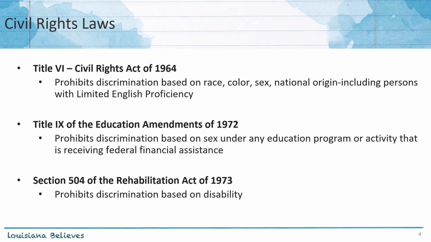Civil rights laws. Title VI of the Civil Rights Act of 1964 prohibits discrimination based on race, color, sex, and national origin, including persons with limited English proficiency. Title IX of the Education Amendments of 1972 prohibits discrimination based on sex under any education program or activity that is receiving federal financial assistance. Section 504 of the Rehabilitation Act of 1973 prohibits discrimination based on disability.